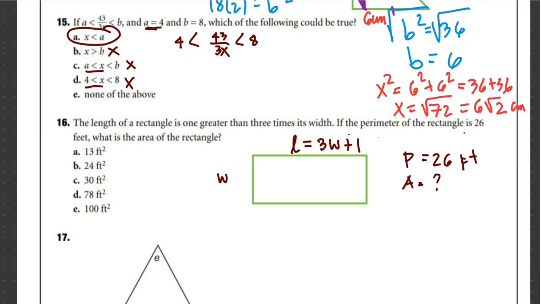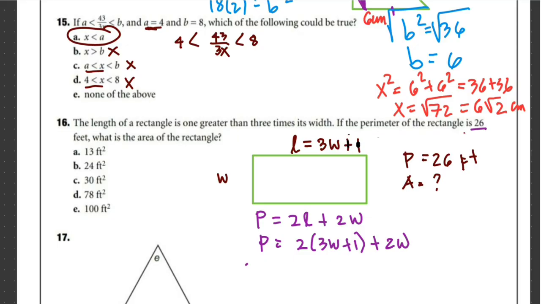You get the width first because you're given the perimeter, which is 26 feet, and then you find the area from there. Perimeter of a rectangle is 2 times the length plus 2 times the width, right? And we're given that the length is 1 greater than 3 times the width, so we plug in that here. 2 times 3w plus 1 plus 2 times the width. But we're given that the perimeter of the rectangle is 26 feet. So we plug in 26 here.